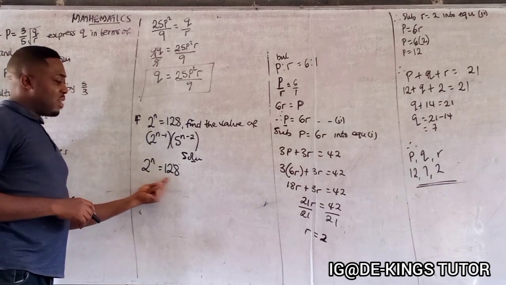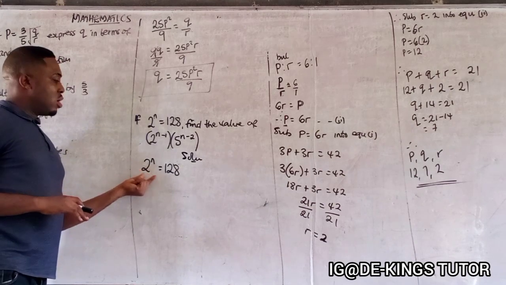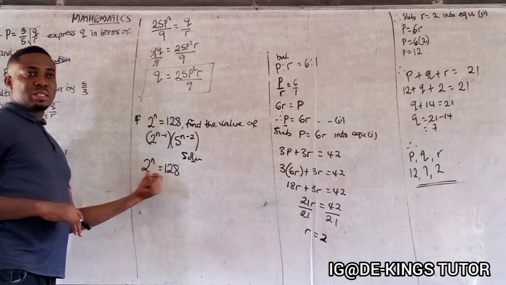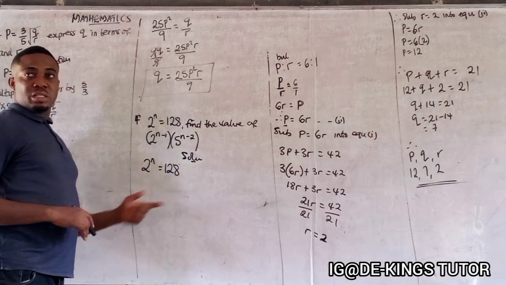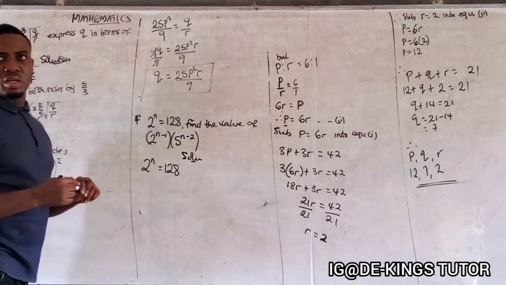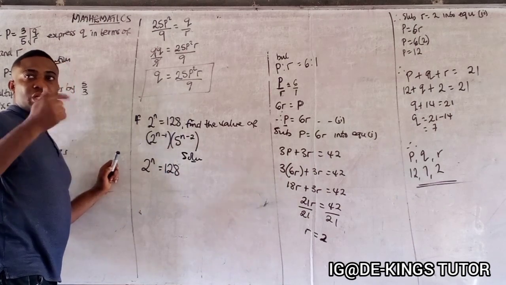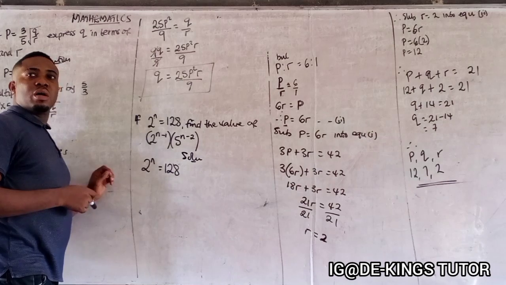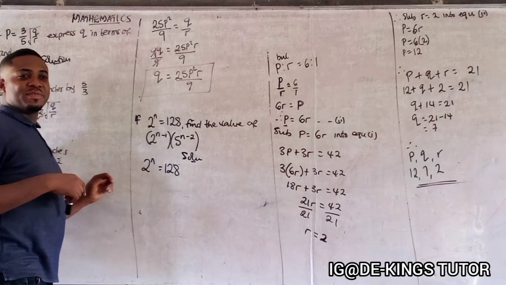So when you see something like this, and this is at the final base, it means you should try to express this in terms of this 2. So if you do that, you should have 2 raised to the power of 7. Right? 2 raised to the power of 7 will give us 128. So it means 2 times 2, up to 7 times.